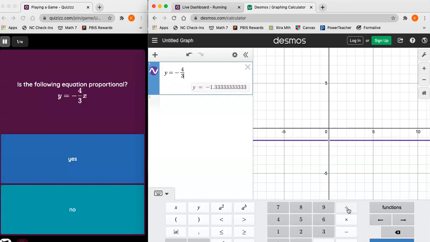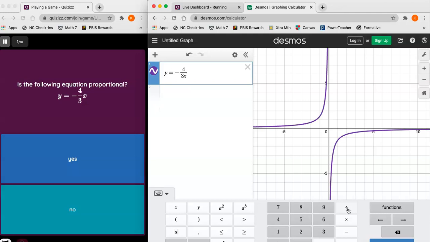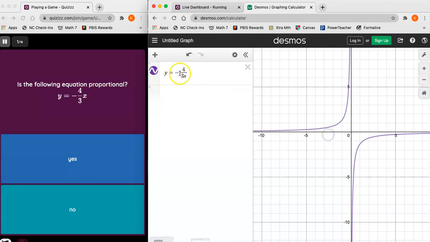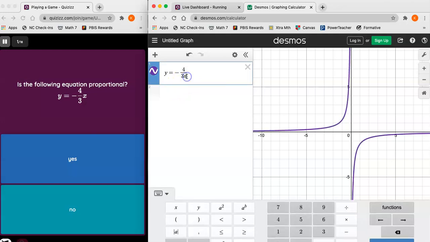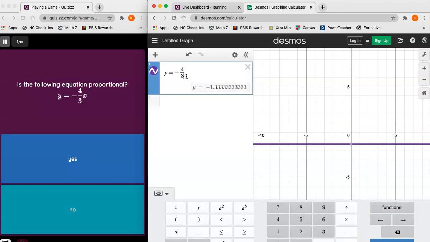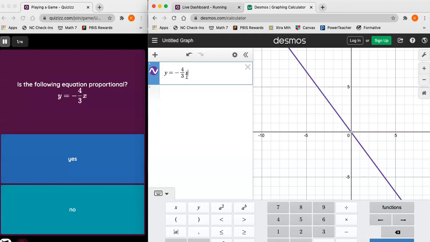Now you'll notice if I press X, this is not correct. X right now is in the denominator, and that's not what I'm trying to graph. That's not what this says over here. X is not in the denominator, so I need a backspace. So I'll backspace, and then I need to use my arrow to move the cursor over, and then I can put X on the side.